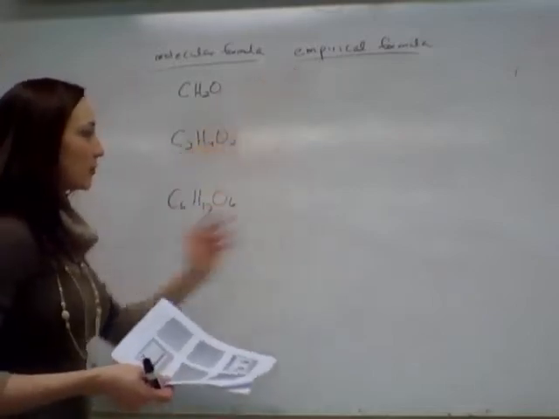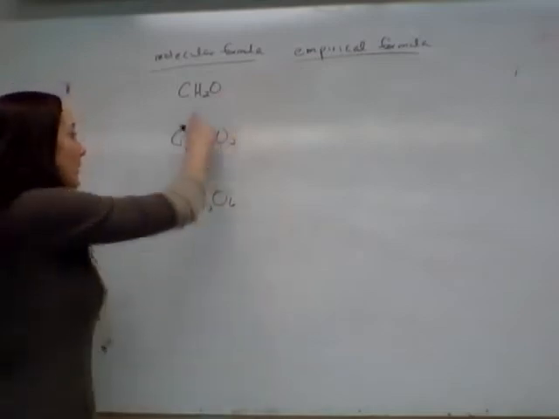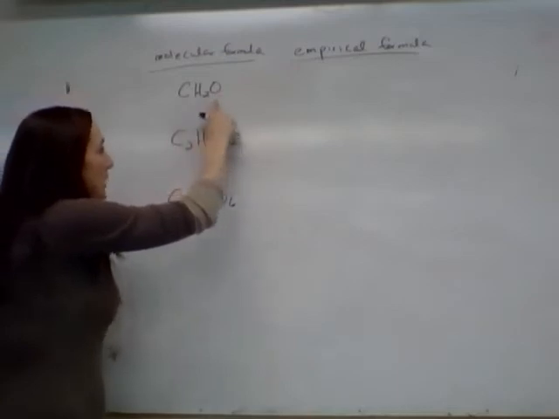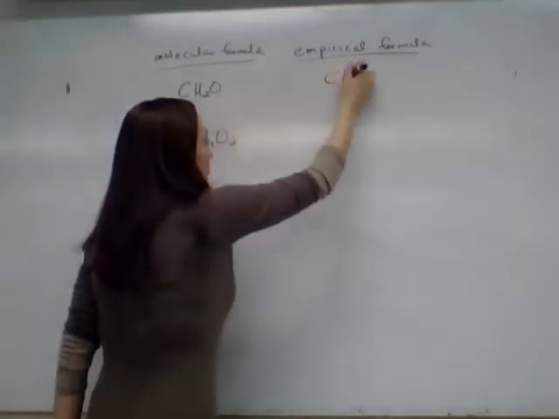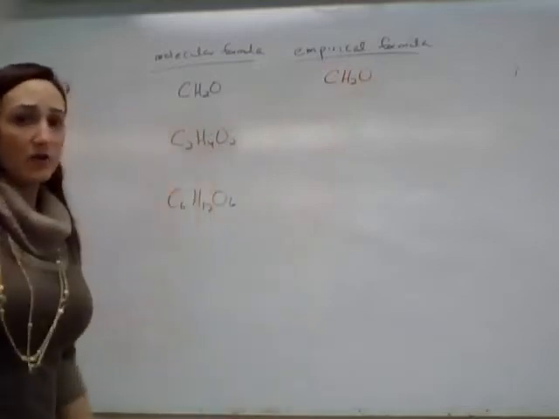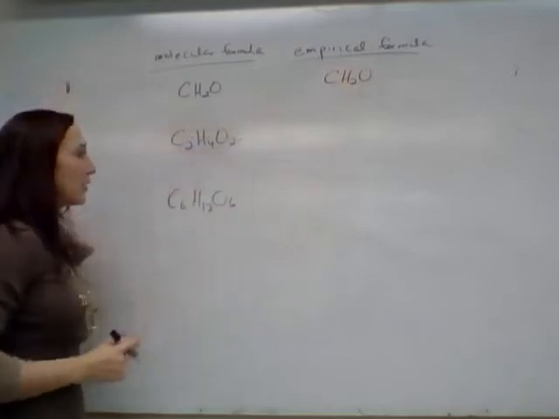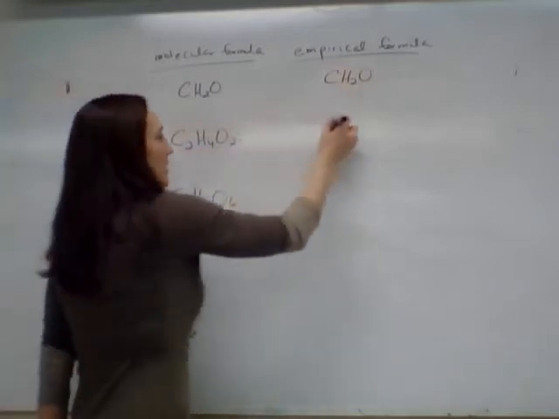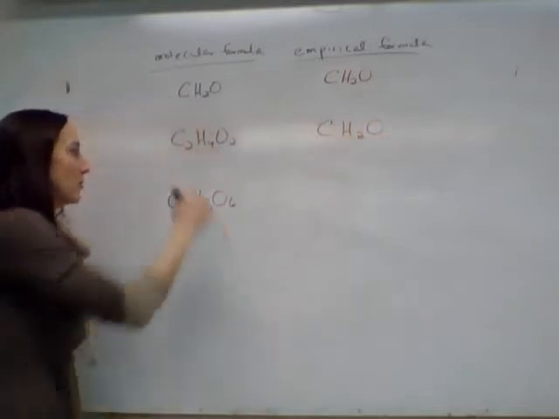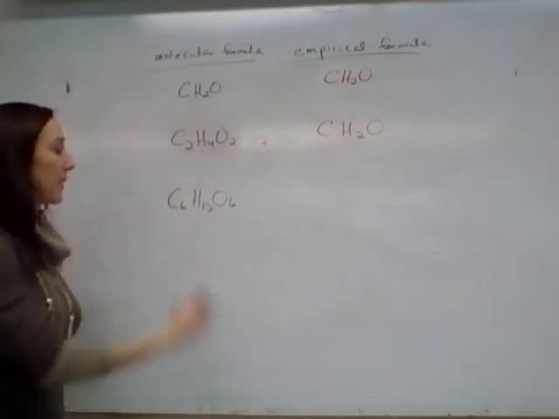We also talked about empirical formulas. So an empirical formula is the lowest whole number ratio. So if I look at this, CH2O, to reduce down the subscripts, there's really nothing to reduce. So the empirical formula for that is just CH2O. For this formula, notice that there's a factor of 2 in common with each of the subscripts, and they reduce down to CH2O, right? So I divided all the subscripts by 2 to get that formula.